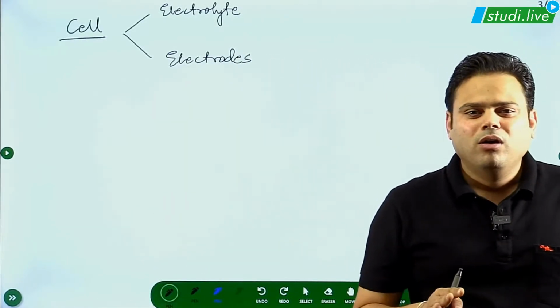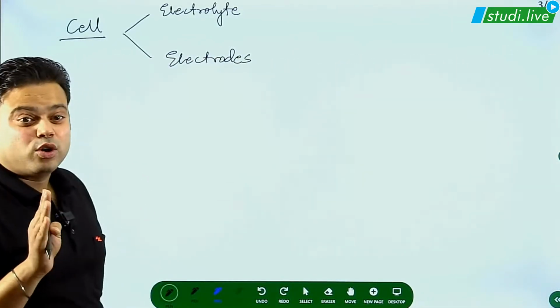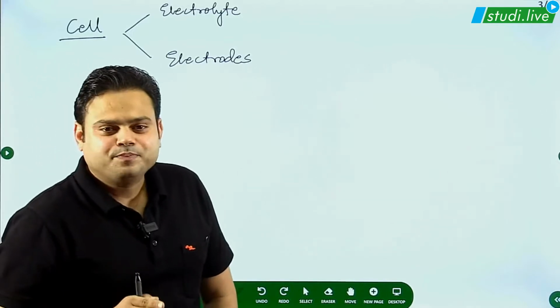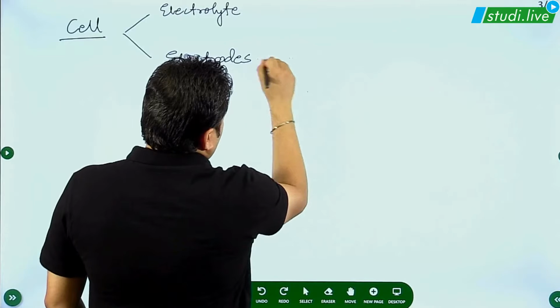No. What is an electrode? Electrode is that path over which movement of electrons takes place. Electrode is the path over which movement of electrons takes place.